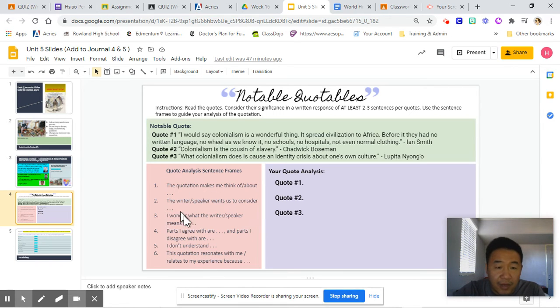So use the sentence frames to complete these three quotes. Try to use a different sentence frame for each quote. So think about using maybe this one for number one, this one for number three, and then maybe for number two you could use number two from the sentence frames. Try to practice those different sentence frames to help you get a better dialogue or at least say something a little bit more concisely about what you see in the post.